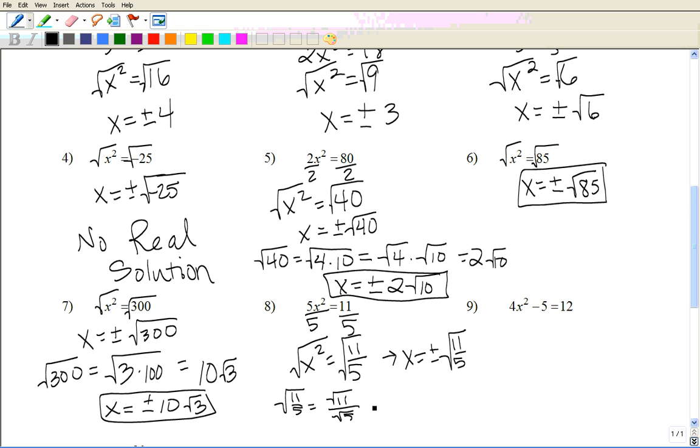And then I want to rationalize my denominator, so I'll multiply the top and the bottom by the square root of 5. So on the bottom we get square root of 5 times the square root of 5 is just 5. And then on the top we'll have the square root of 11 times the square root of 5. So that's the same thing as the square root of 11 times 5, which is 55. Therefore, x equals positive or negative square root of 55 over 5.